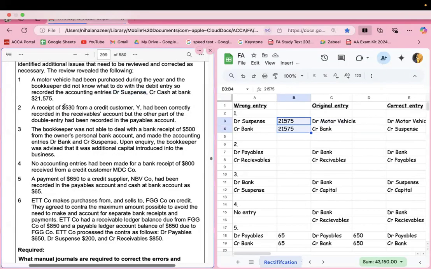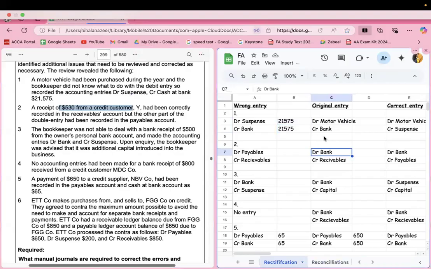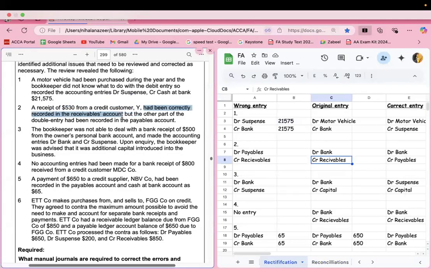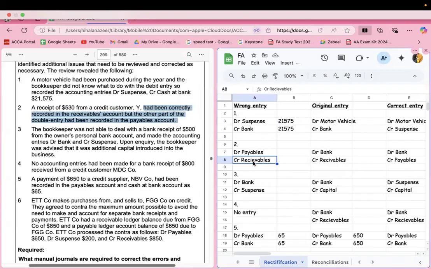Now let's look at the second entry. A receipt of 530 from a credit customer. That means debit bank. What is the original entry? Debit bank and credit receivables, right? So let's see what they did. It had been correctly recorded in the receivables account, but the other part of the entry was recorded in payables. So they took credit receivables correctly, but instead of bank, they took it as payables. Clear, no? So payables was unnecessarily debited.